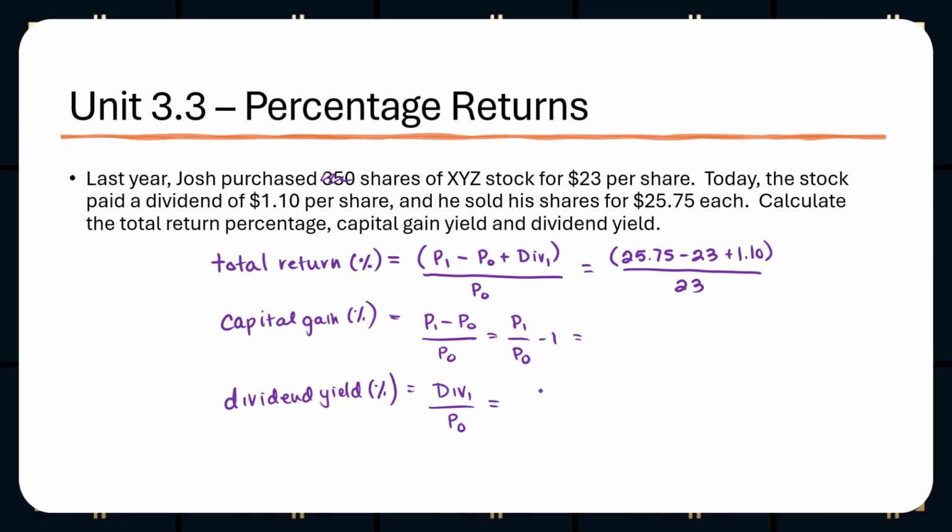So if we do that one first, we know that he received $1.10. He paid $23 at the onset of this investment, and that is a 4.7826% return. His capital gain would be the 25.75 all divided by 23 minus 1, and his capital gain was 11.957%. We will confirm this in the calculator. Adding those two together or doing this mathematical equation, we should find that his total return is 16.739%. Let's go ahead and quickly confirm this in the calculator.